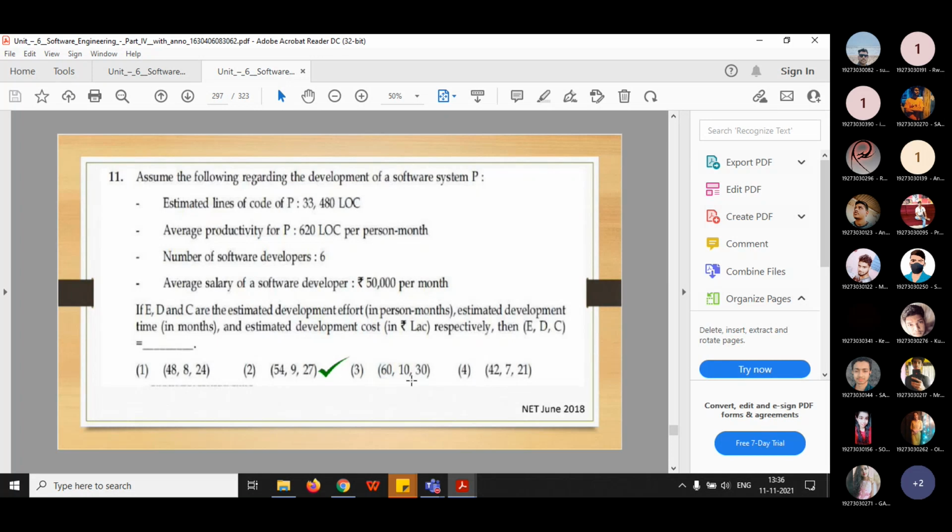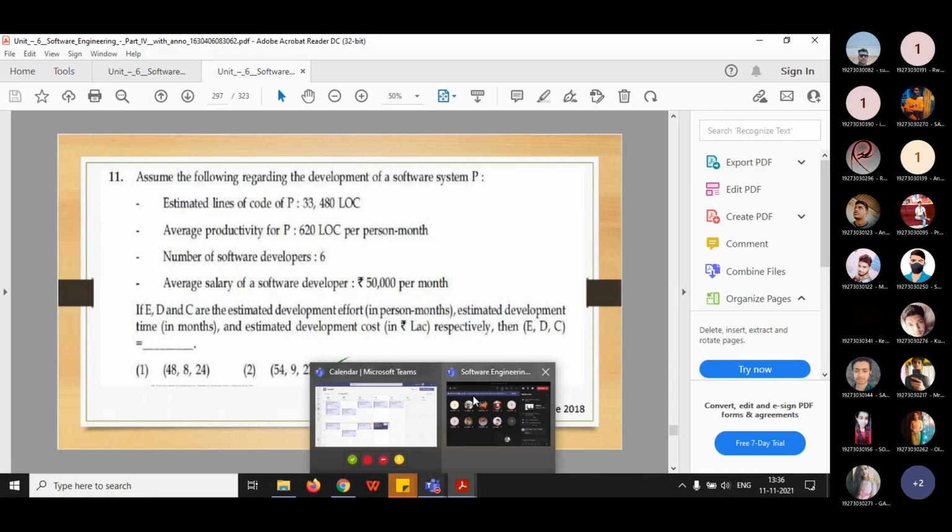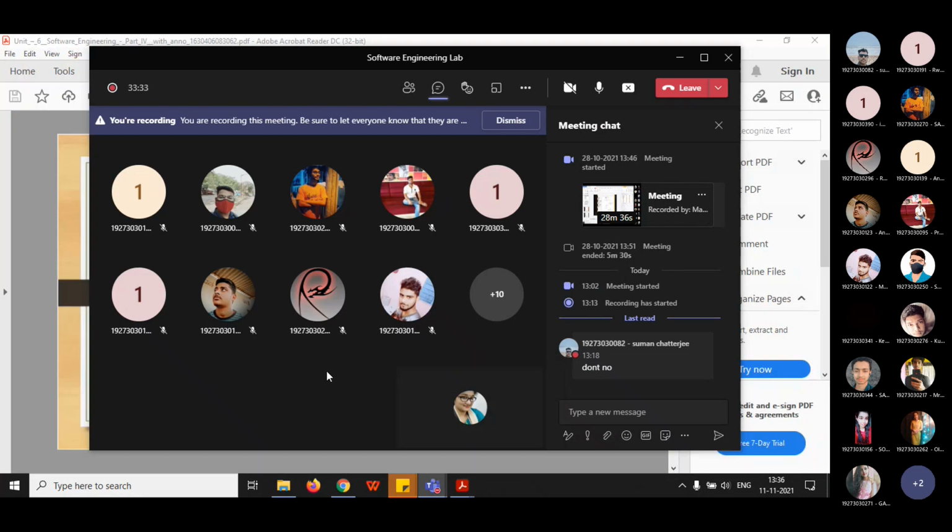Students, anyone having any doubt? This is a very good question. This kind of question will be asked in the exam. Students, please ask if you have any doubt. No, madam. What about the other students?